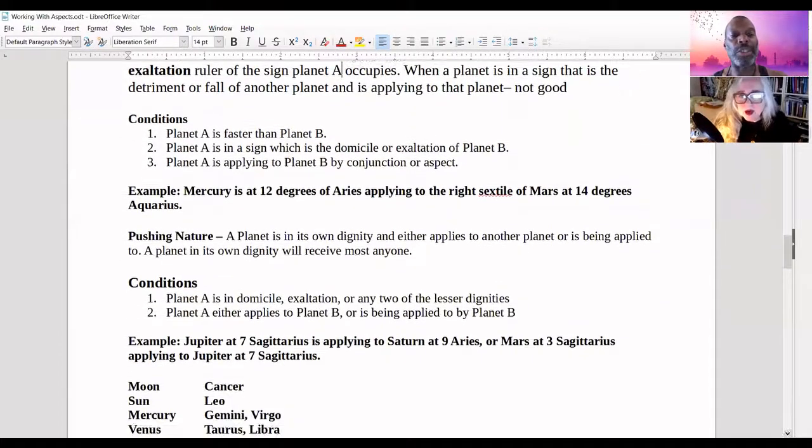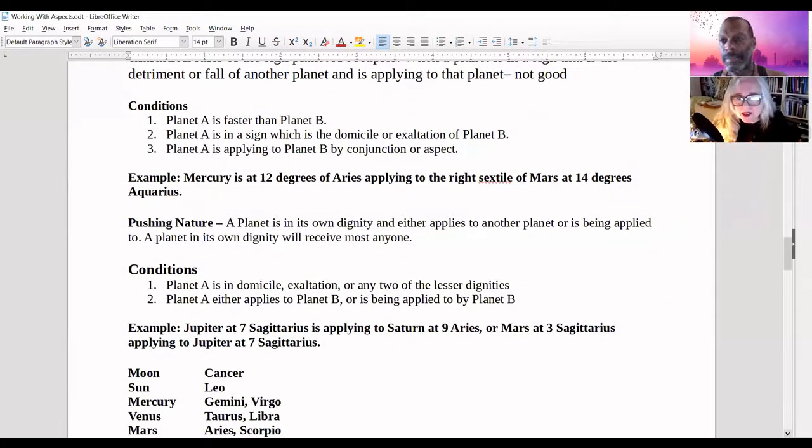And then third, which is what Anna Maria has asked: would the moon in Aquarius apply by conjunction to Saturn in Aquarius? Would that still be pushing power? Yes, it would. Yes, it would be pushing power.